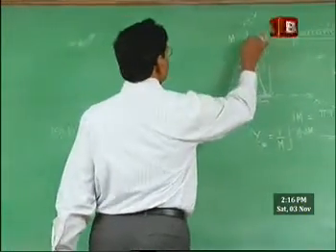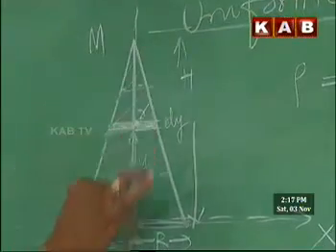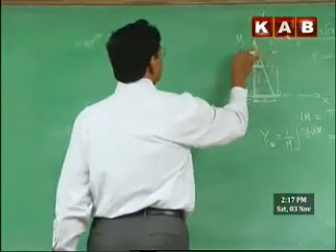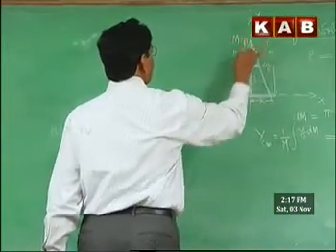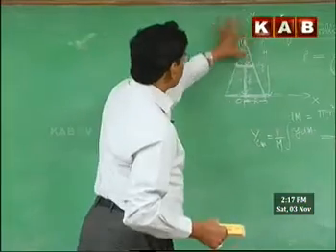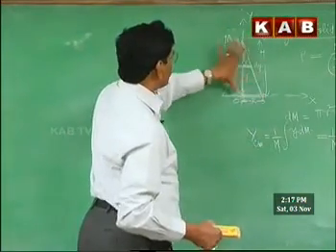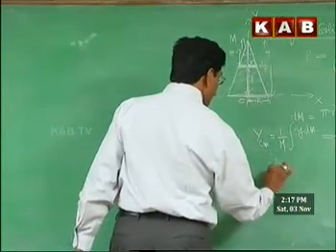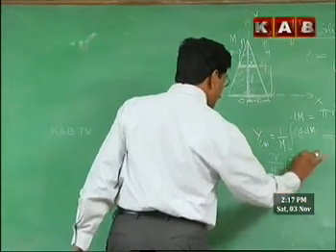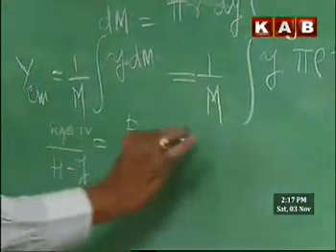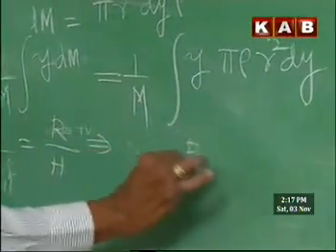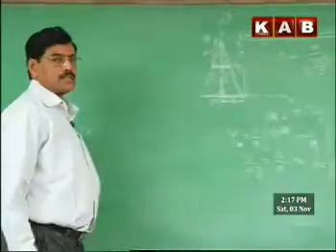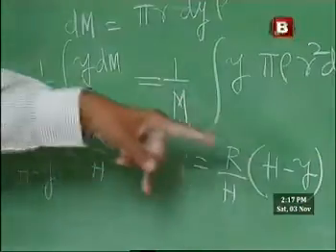So we use similar triangles. This triangle and this triangle are two similar right-angle triangles, and this distance is h minus y. Using the similar triangle property, small r divided by h minus y is equal to capital R divided by h, implying r is equal to R by h into h minus y. So that is how we express r in terms of the y variable.